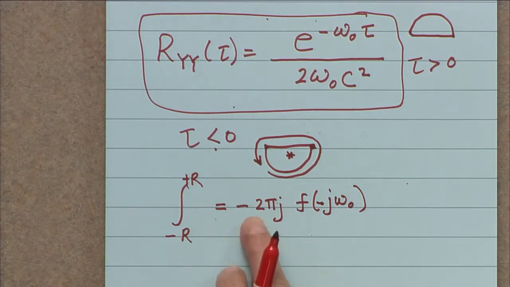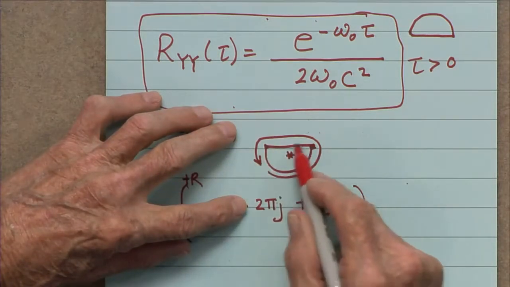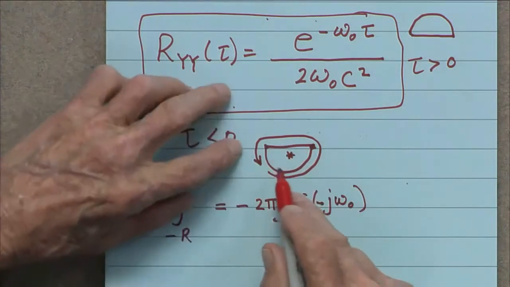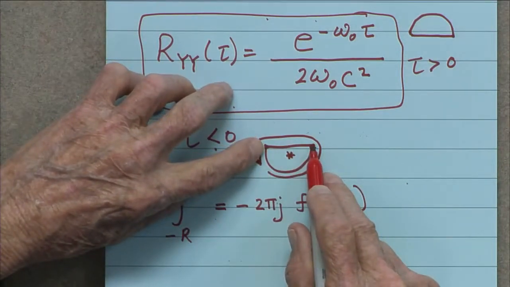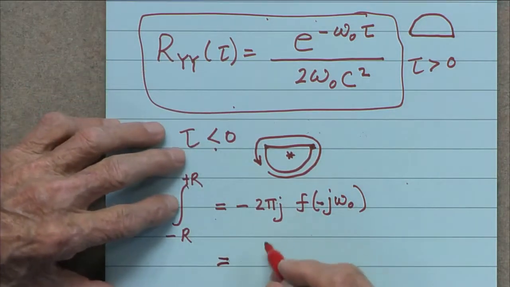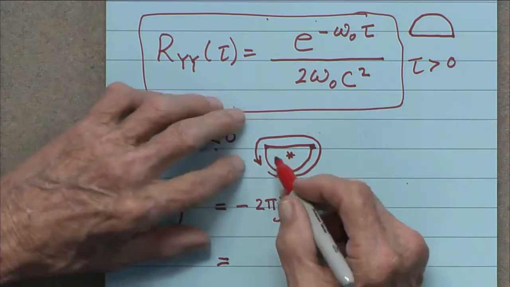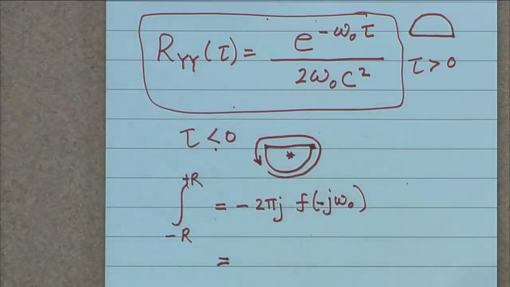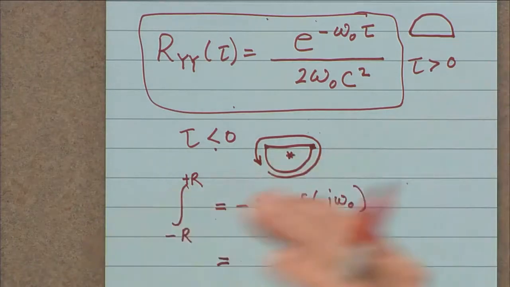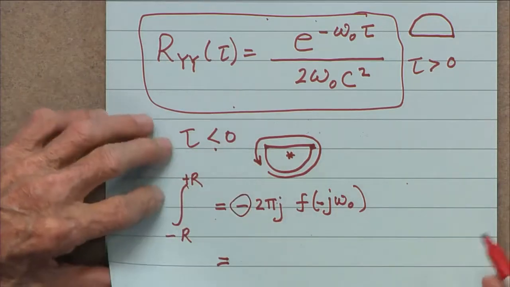The reason I put a minus sign is that Cauchy's theorem integrates clockwise, but our integral goes from minus r to plus r, so it has to be reversed. We take the integration in the negative direction. In contour integration, you're always going clockwise. Right-hand rule, clockwise. So that means you get the minus sign.